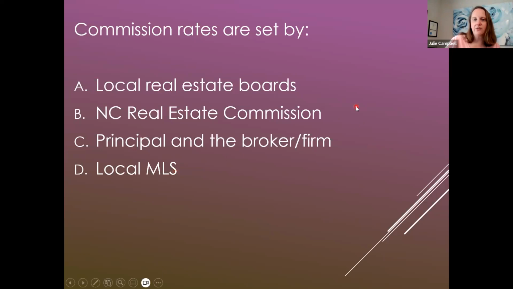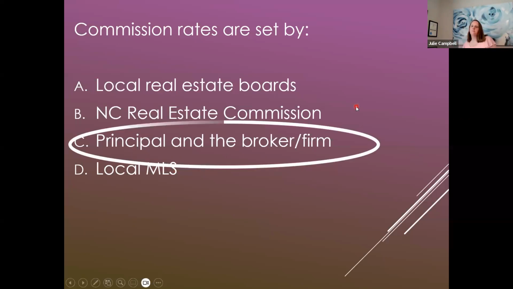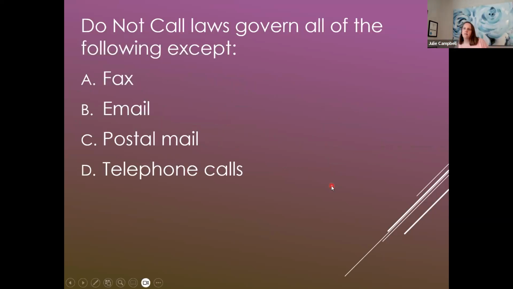Okay, so commission rates are set by the individual firm, the firm's policy. So make sure you're familiar with your firm's policy. Like I said, can you negotiate your commission? Do you have any wiggle room in your commission? These are things we need to know before we start going on listing appointments and buyer consultations, so we know what we speak of. Let's do another one. A, B, C, or D?